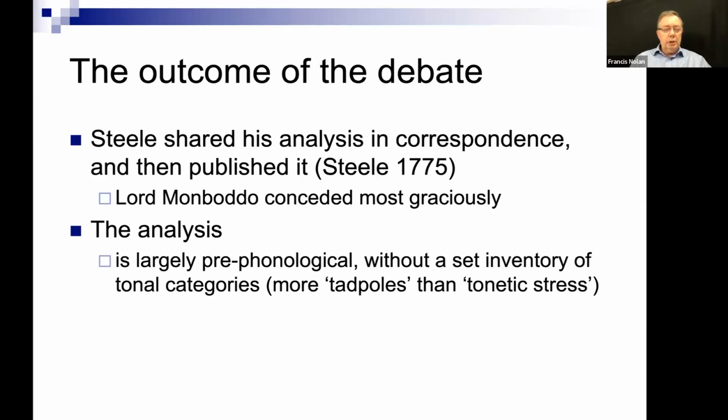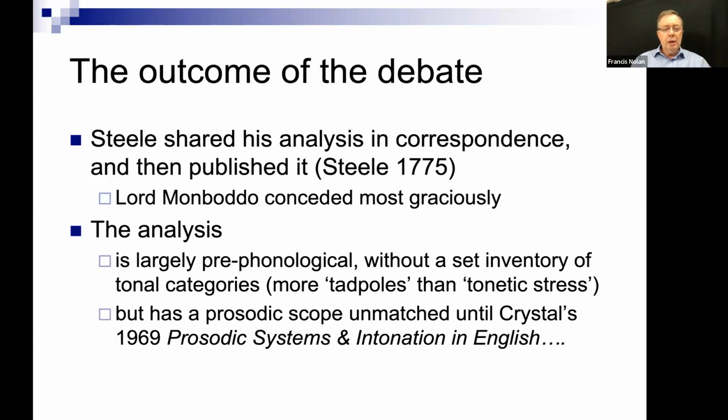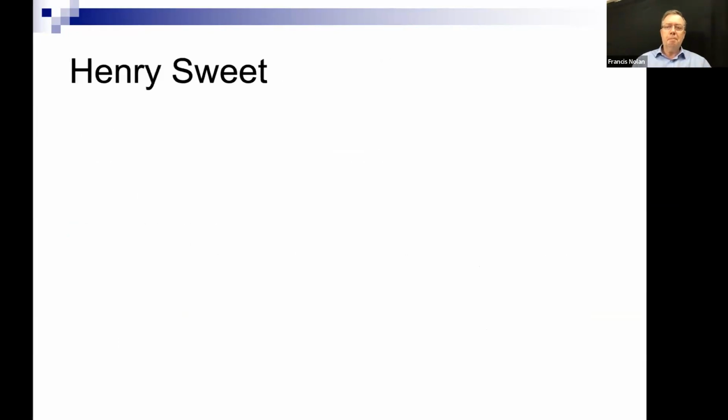So Steele's analysis is largely pre-phonological. He doesn't have a set inventory of tonal categories. So if you think back to the tadpole diagram that I showed you on the first page, on the second slide or so, Steele's analysis is more like the impressionistic tadpoles and dots and so on than the tonetic stress marks. But I think it has a prosodic scope unmatched until Crystal's prosodic systems and intonation in English. Deals with so many different aspects, including the dynamics of speech production.